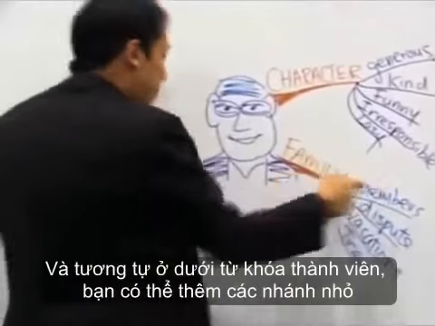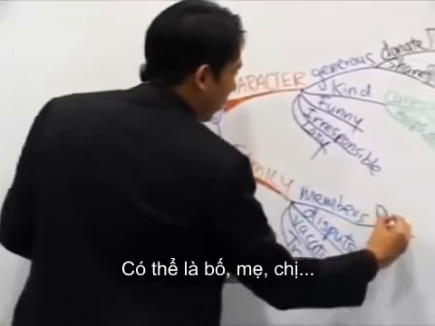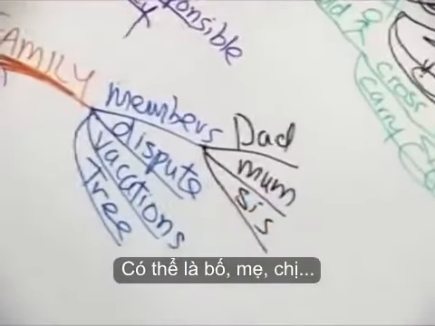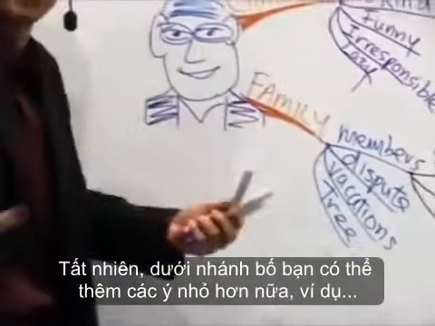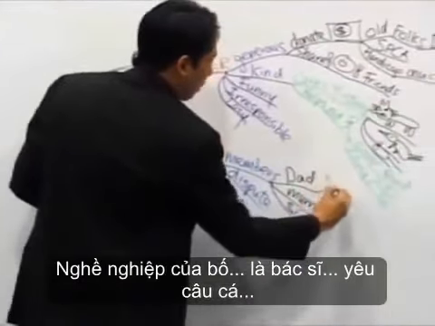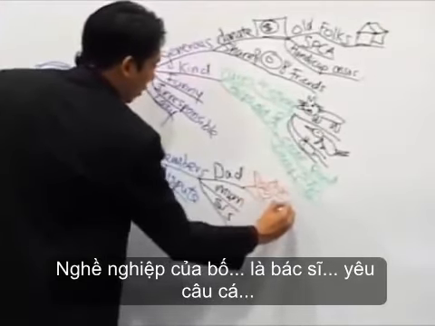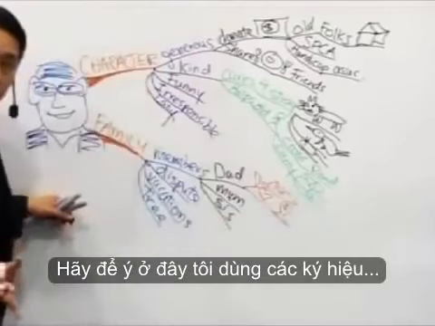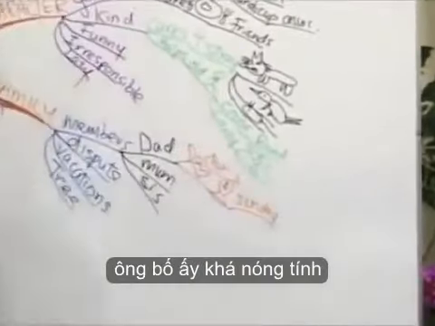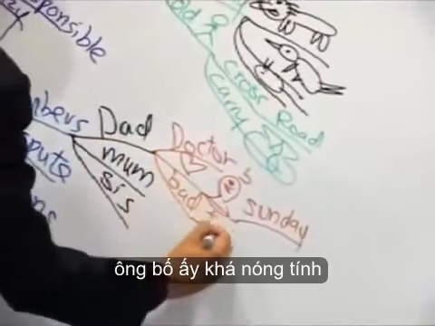So again, under family members, could you further branch it out? Yeah, you could further branch members into dad, into mom, into sis, right? So again, under dad, could you branch into more details? Yeah, of course. For example, you could talk about the dad's occupation. Dad is, for example, a doctor. His dad loves fishing. Again, notice I'm using symbols over here. Loves fishing on Sunday. Okay, the dad has a bad temper, alright, so bad temper.